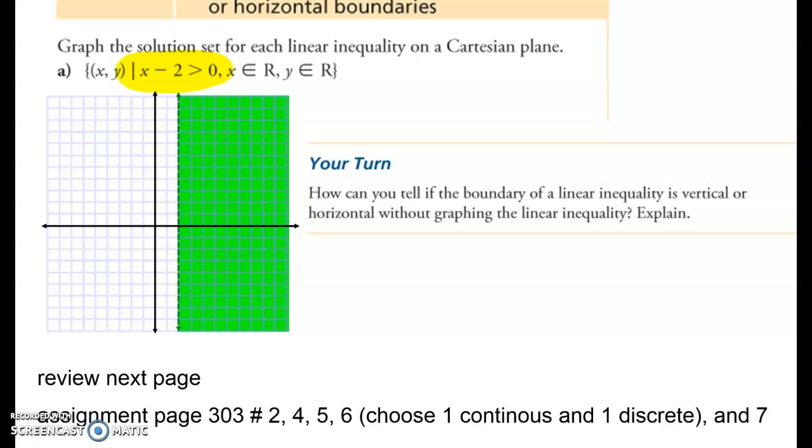Here is your assignment. If you flip the page, you're going to have a review of those key ideas straight from your textbook. And now you've already done these questions in your assignment, and now I would like you to choose at least one story problem. Number 7 is a good example. Okay, good luck.